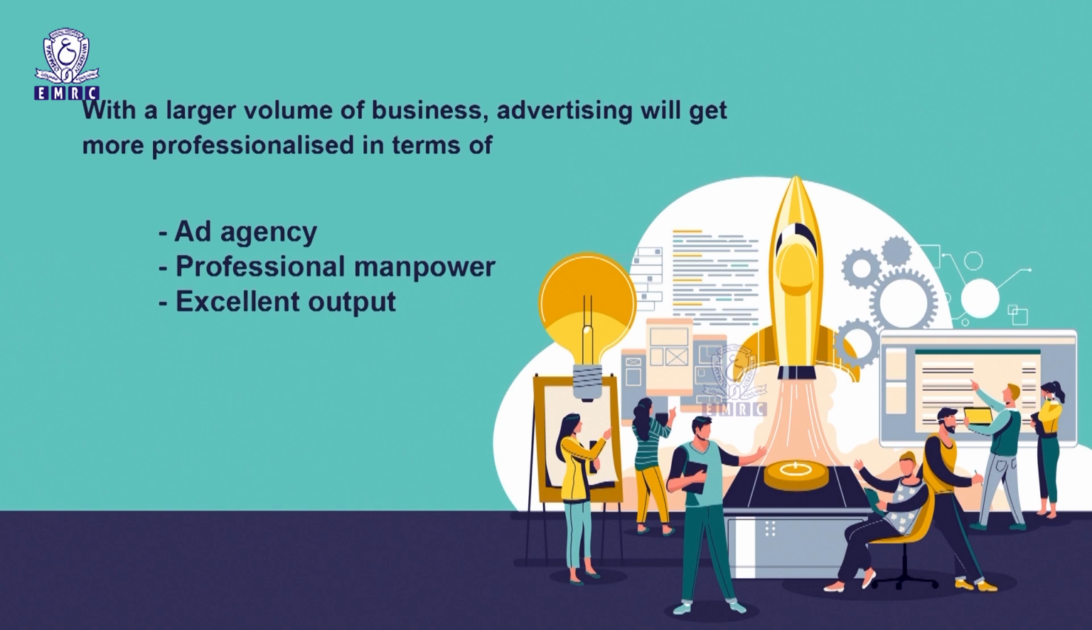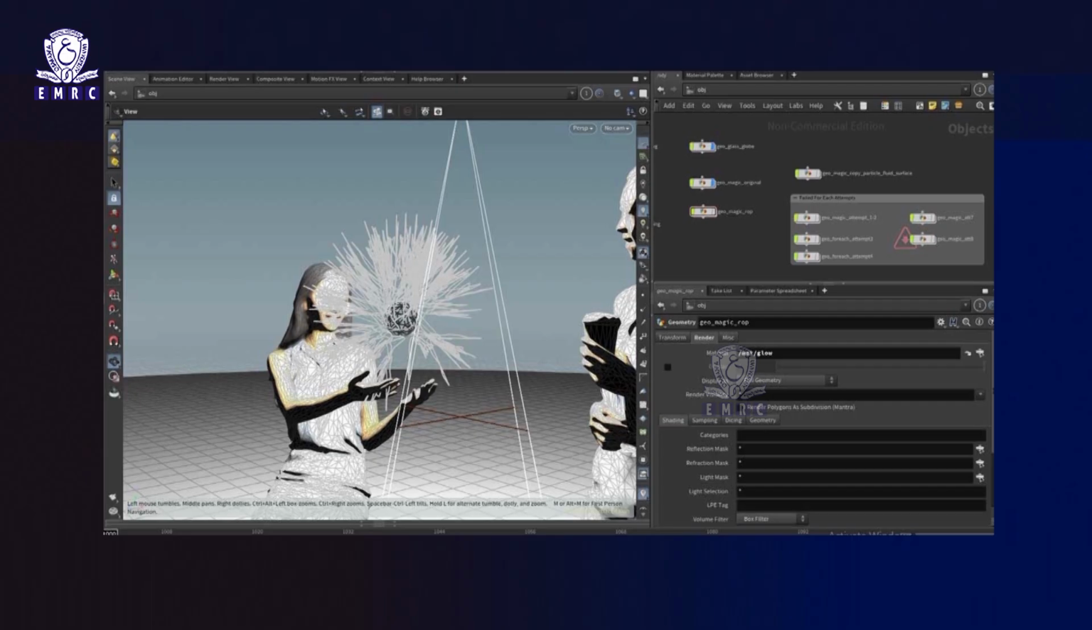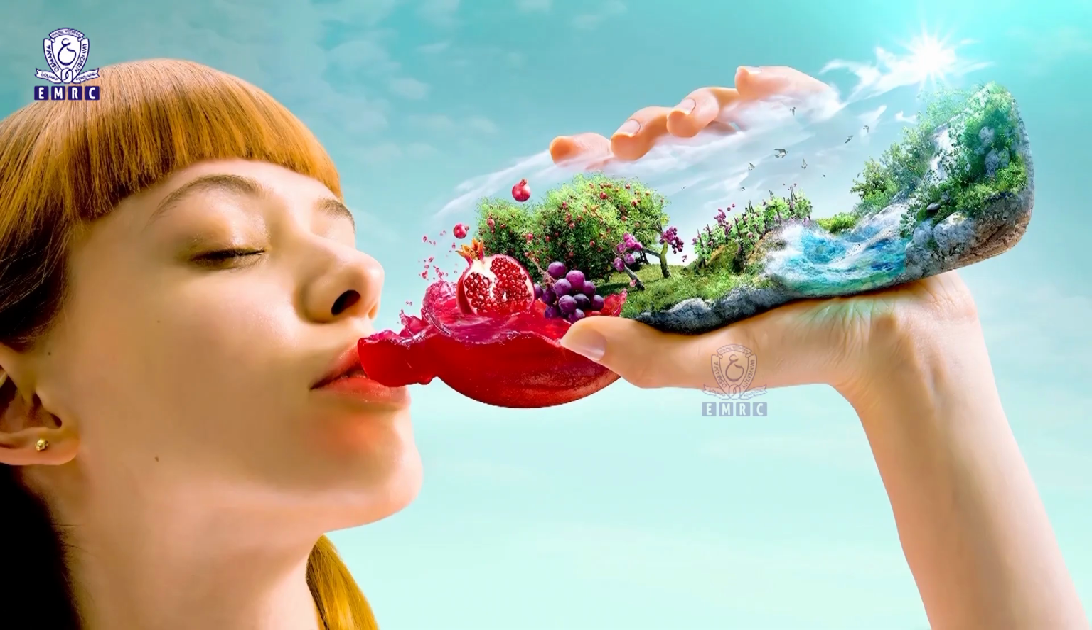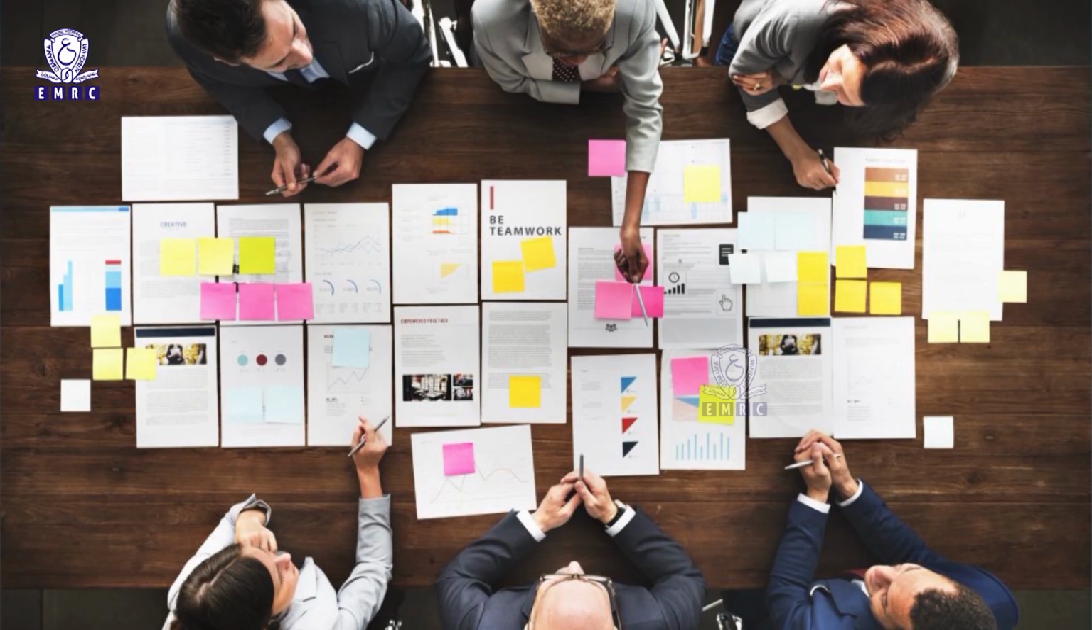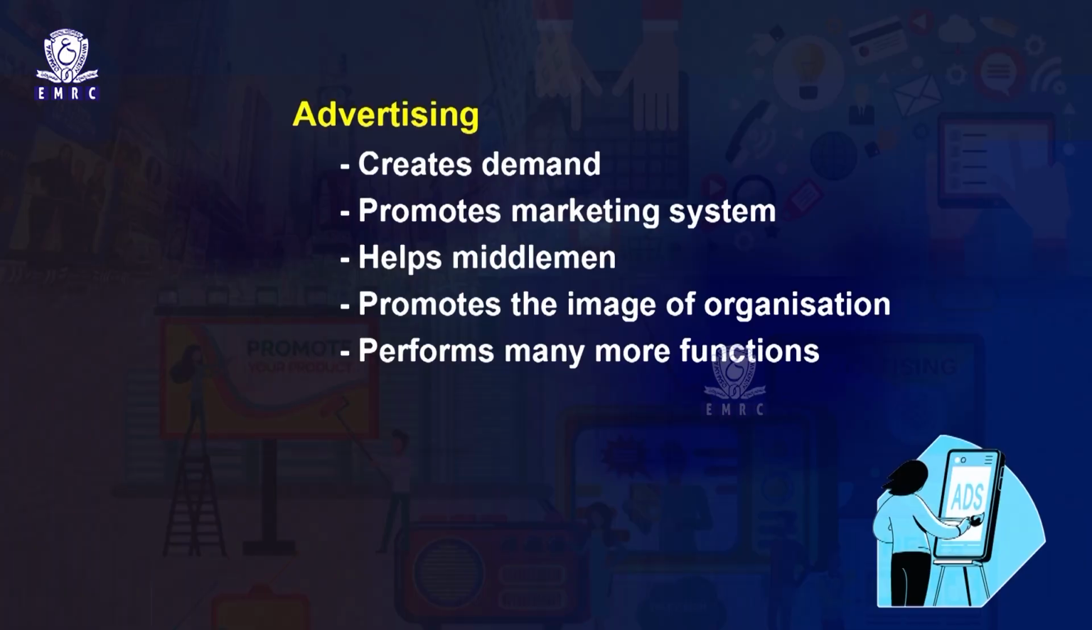With a larger volume of business, advertising gets more professionalized in terms of ad agency, professional manpower and excellent output. The art studios and emergence of graphic technologies have made the output more and more qualitative and creative. No producer can think of sales without advertising. It creates demand, promotes the marketing system, helps middlemen, promotes the image of the organization and performs many more functions as well.